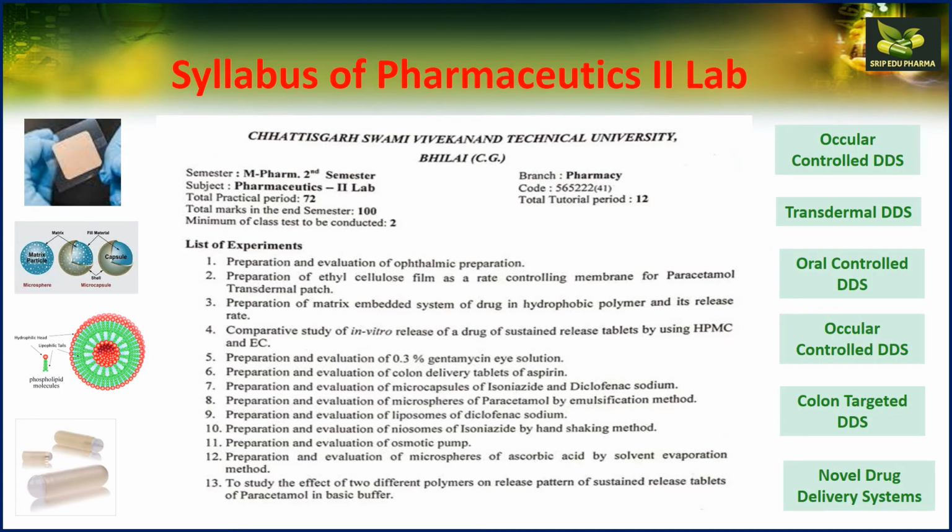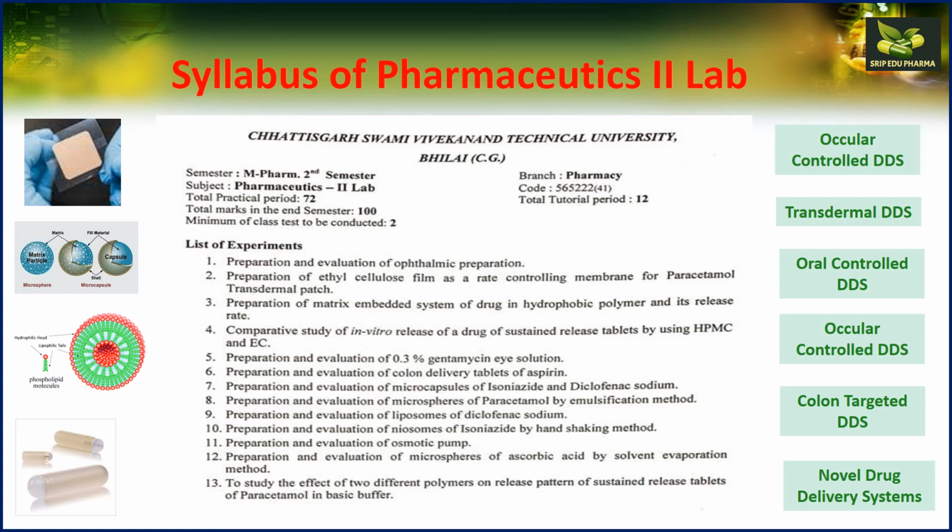Now we will take a look at the Pharmaceutics 2 lab practicals or experiments. When we see the first experiment, it is related to ocular controlled drug delivery systems, in which you have to prepare a controlled delivery ophthalmic preparation. You can prepare any type of gels using polymers, or ointments.